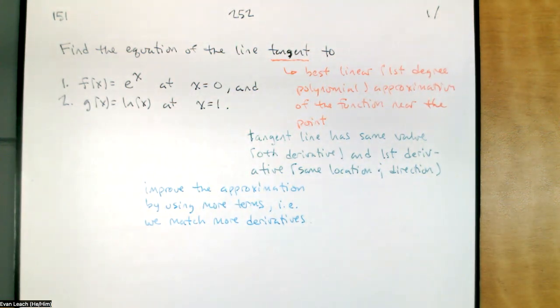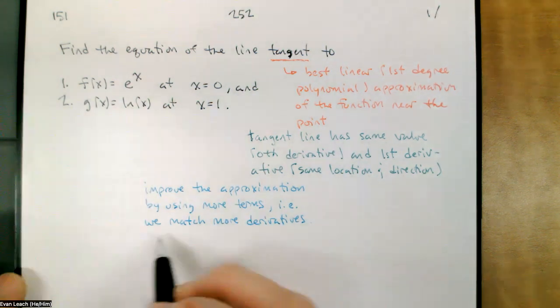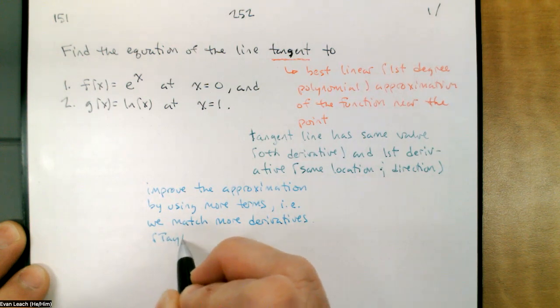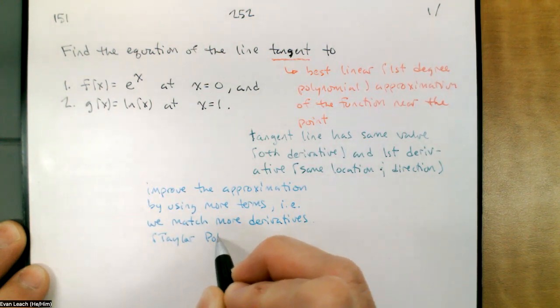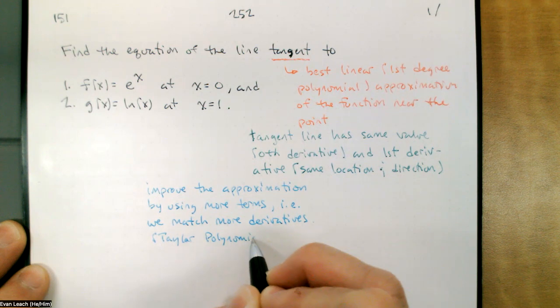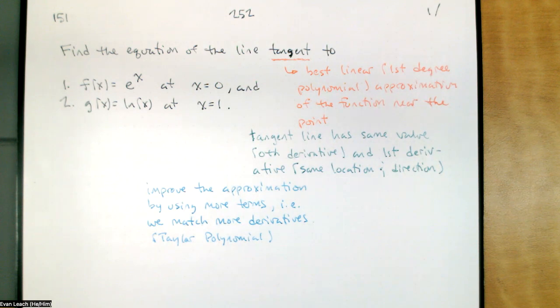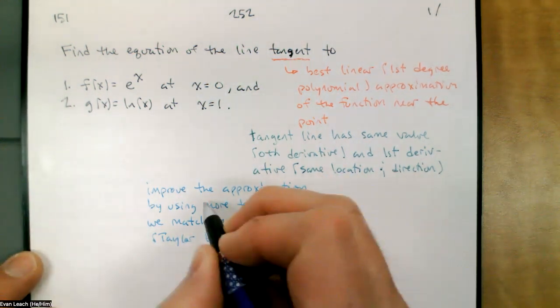We improve the approximation by matching more derivatives. And then calculus comes along and says, do this forever. Oh, this matching more derivatives, this is where we introduce the Taylor polynomial. Then calculus comes along and sees more terms. How about infinitely many terms?